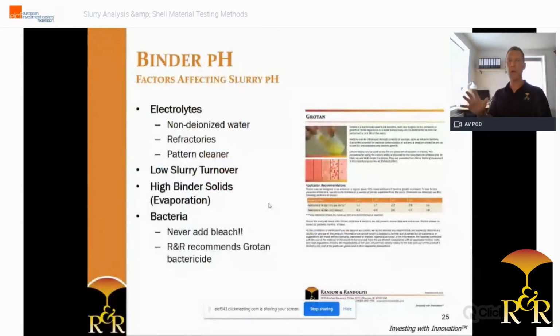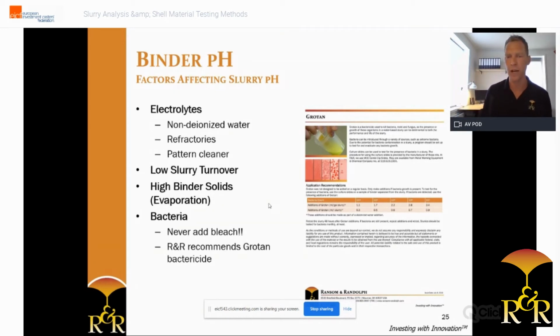So as explained, the pH of a slurry can be affected by poor water quality, or refractories, pattern cleaner residues, or high binder solids and bacteria. But also low slurry turnover is often the cause of slurry life and pH issues. When I see a shop where production is really slow, I strongly recommend to keep the volume of a slurry tank as low as reasonably possible to encourage fresh material is added to it to improve slurry life.